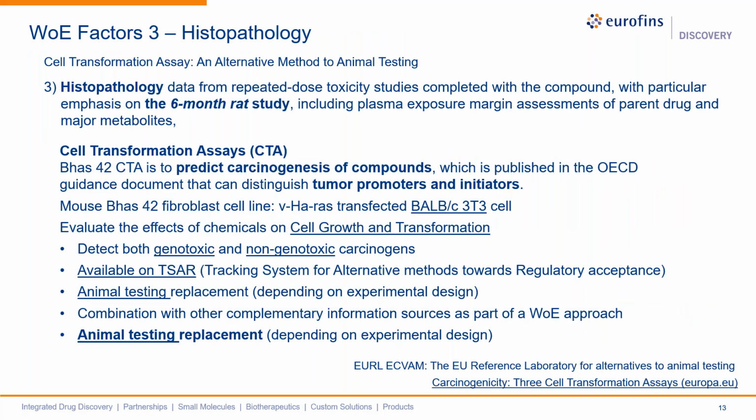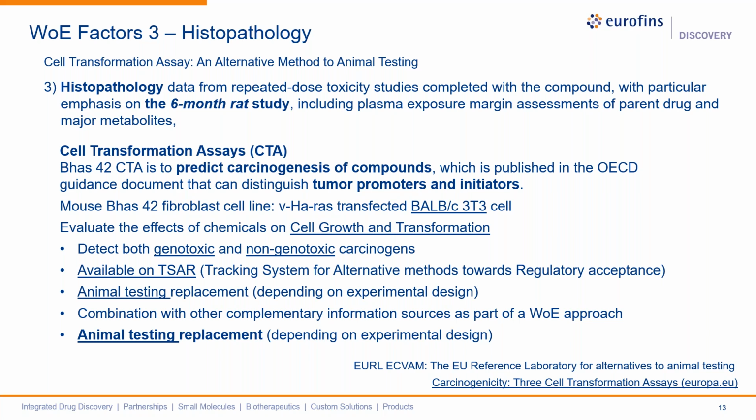The third factor focuses on histopathology data. This includes findings from a repeat-dose toxicity study, with particular emphasis on the 6-month rat study. However, this is an animal study. Here, I want to highlight the cell transformation assay, or you can call it CTA.